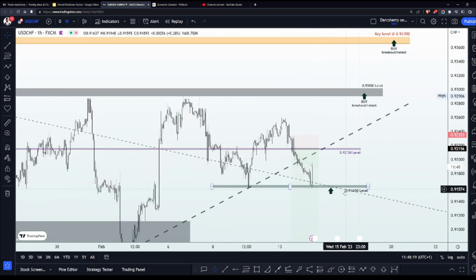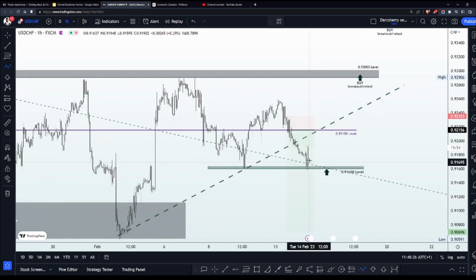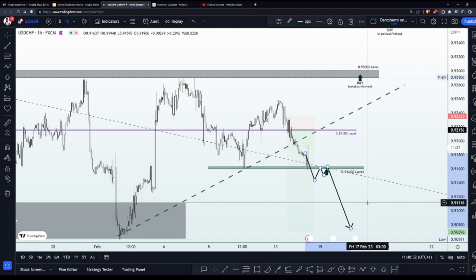So I remain bullish here as long as price remains above the 0.91600, but if it so happens that price action breaks down the 0.91600 level, we shall be looking out for selling opportunities below this level, upon the appearance of selling pressure on our lower time frame.